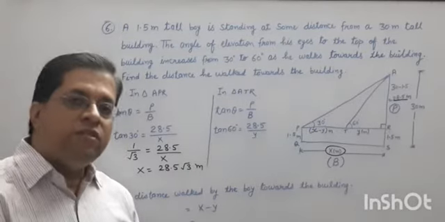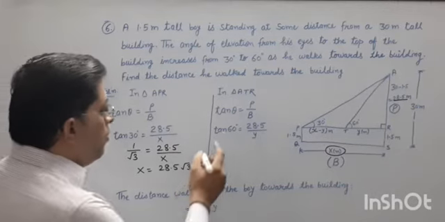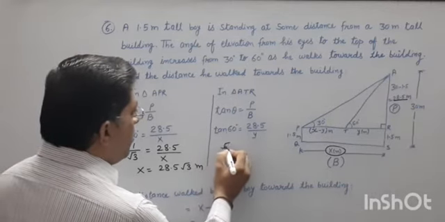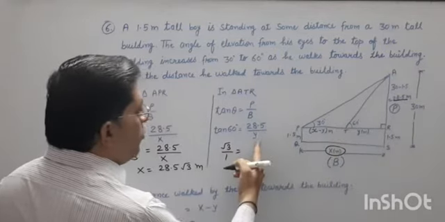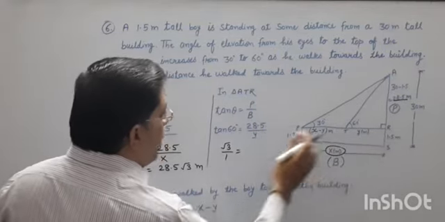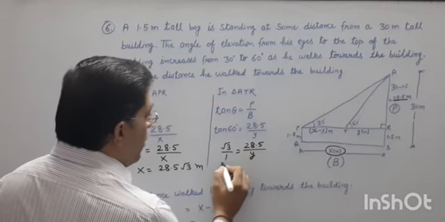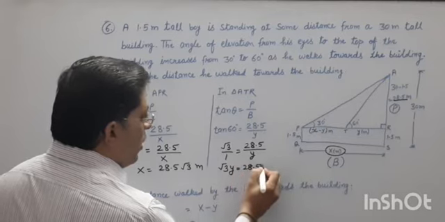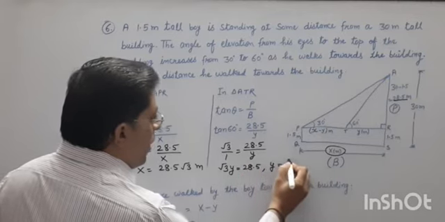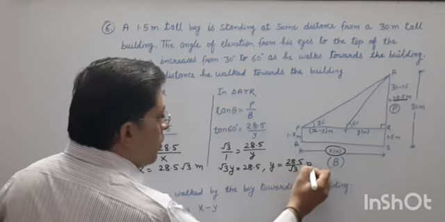And what is tan 60 degree? Tan 60 degree is root 3. I am putting tan 60 degree here, this is root 3, perpendicular is 28.5 and this base is Y. So root 3 Y is equal to 28.5. What will be Y? Y is 28.5 upon root 3 meter.